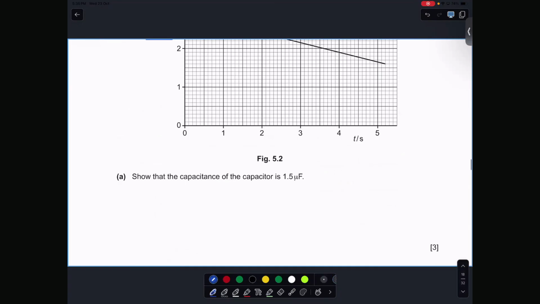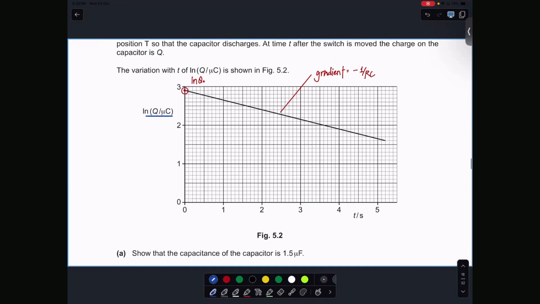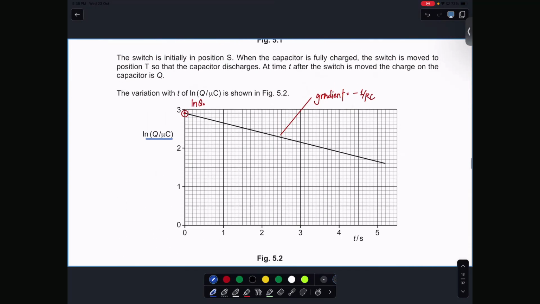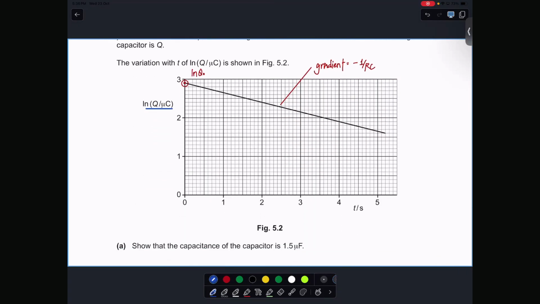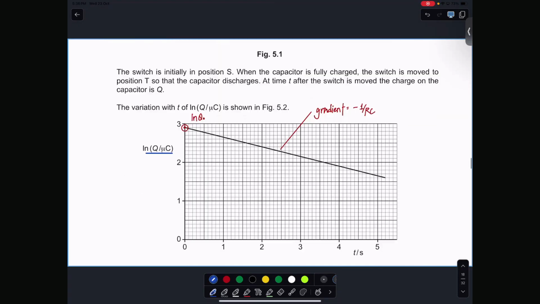So can you tell me how to find the capacitance of the capacitor here? We want to find C. What can I do here? The gradient will give me minus 1 by RC, right? What's R? So how can I find the value of C without knowing R? Q by V. Yes. How do you find the V? The V is 12. How do you find the original Q? Yes, correct. Very good.